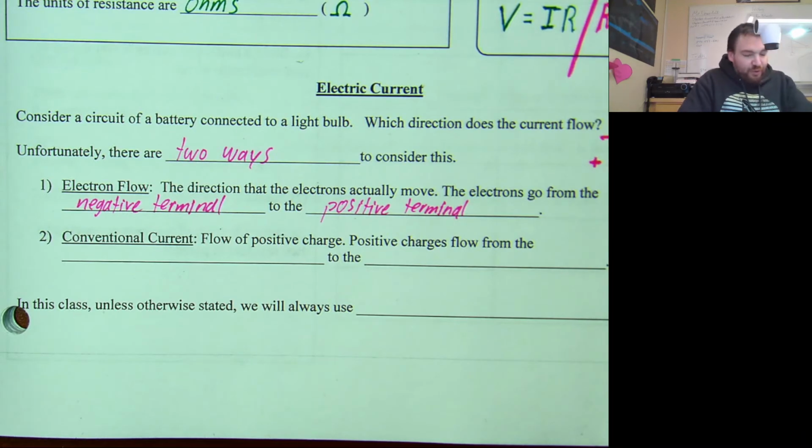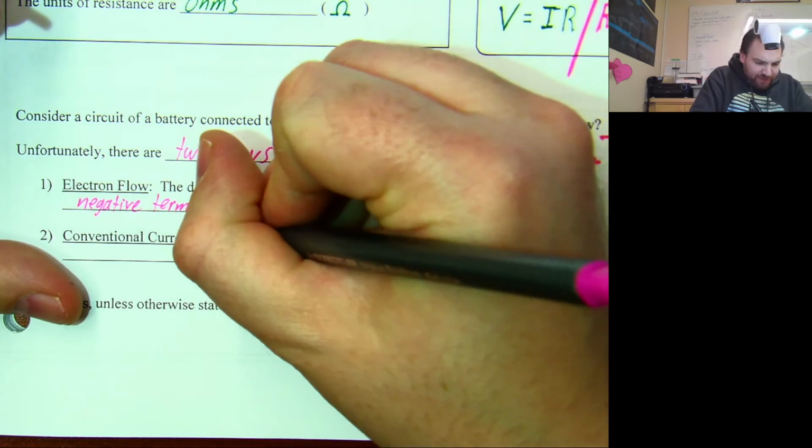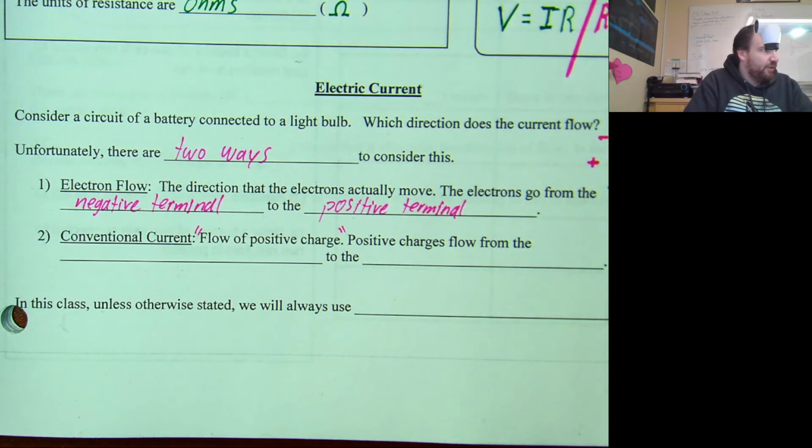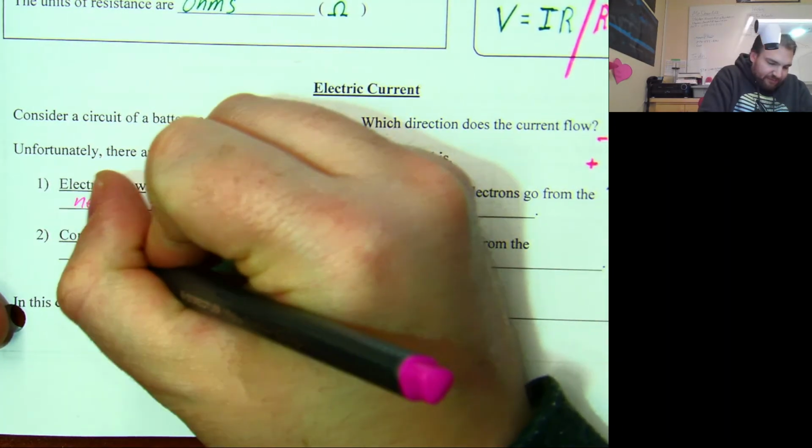Or, the way we understood it to begin with, this idea of conventional current, which is the flow of positive charge. Positive charge doesn't flow. But if it did, it would go from the positive terminal to the negative terminal.